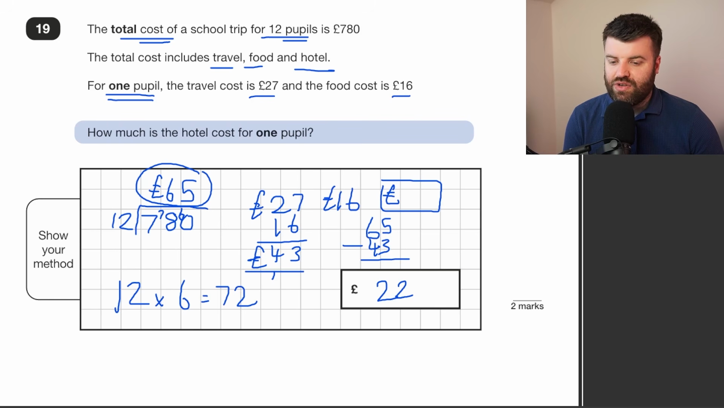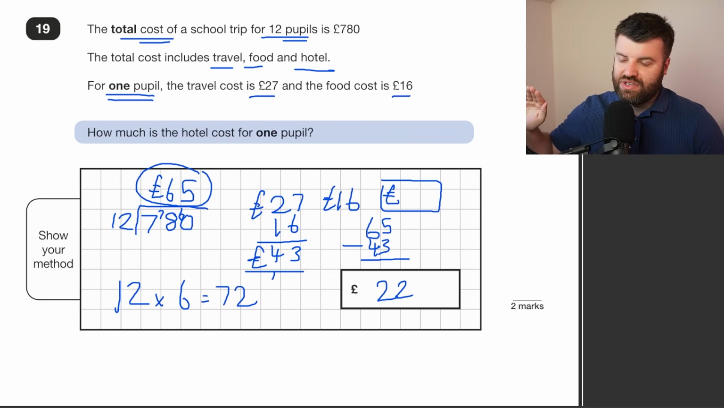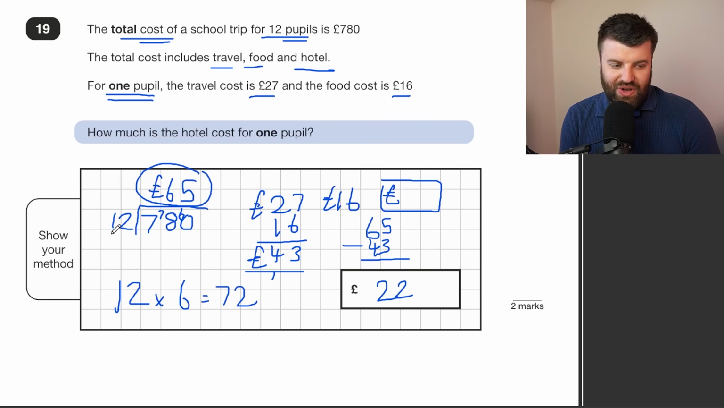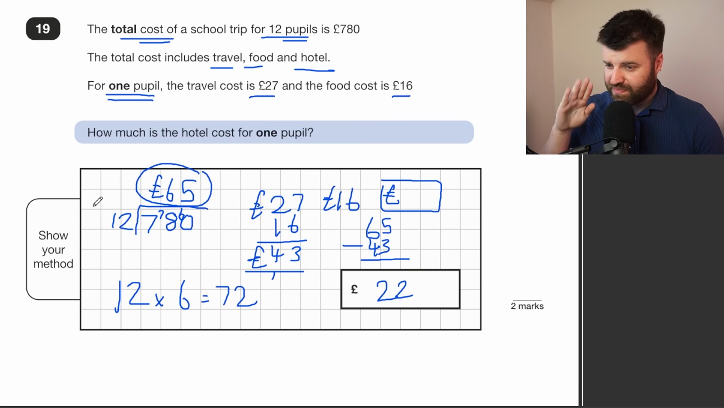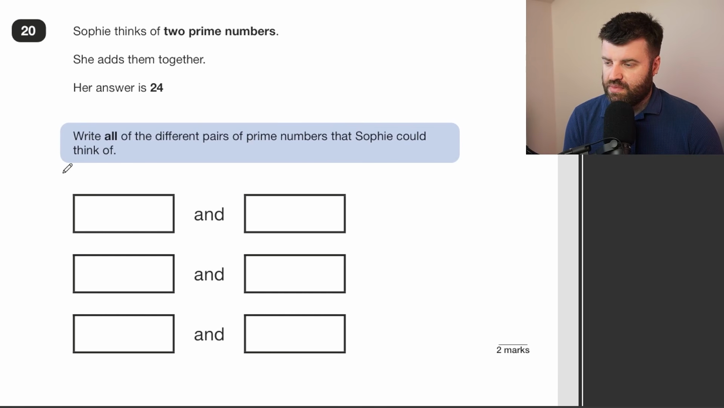It costs £22 for 1 child to go to a hotel. £16 for 1 child for the food, £27 for their travel, and all of that works out. Eventually, if we go backwards and check all this, 12 pupils will cost £780. I think that's a very tricky question. Lots and lots of steps there to get your 2 marks compared to other 2-mark questions we've seen before.